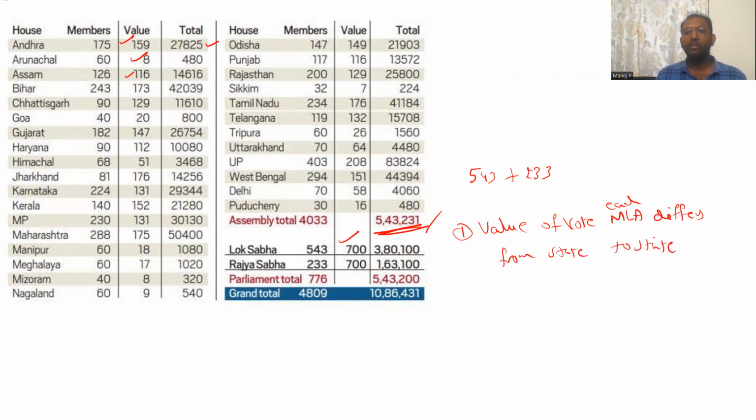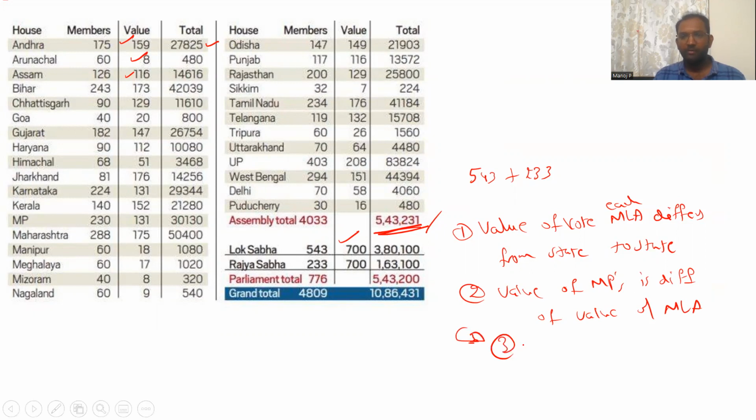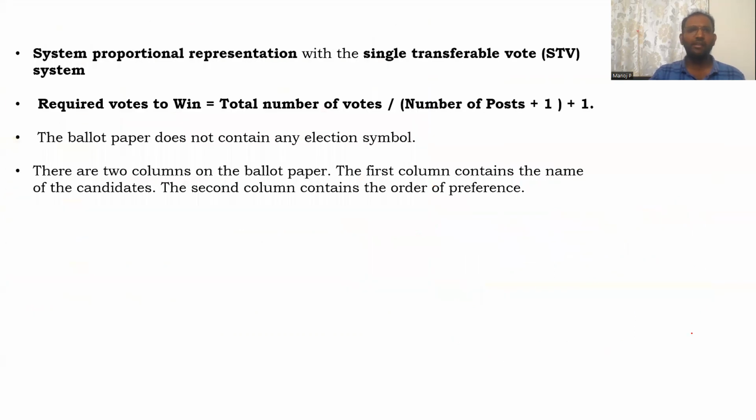Okay. And next, the value of MPs' votes is different from the value of state MLAs' votes. Next, the third one: Lok Sabha MP vote value is equal to Rajya Sabha MP vote value. So these are the three important inferences from this slide.